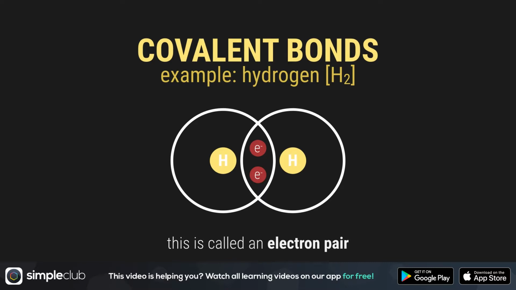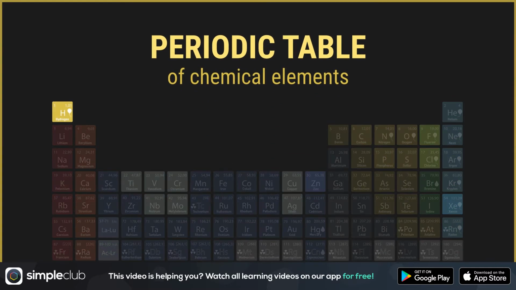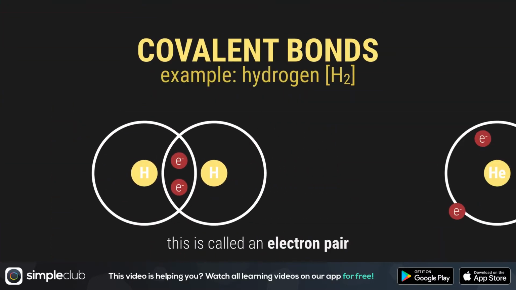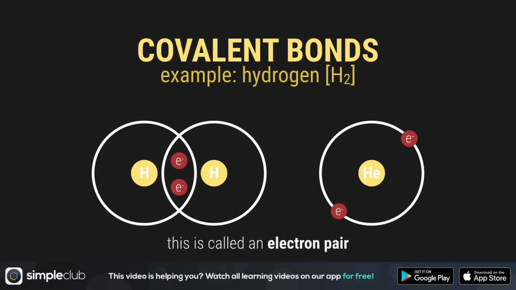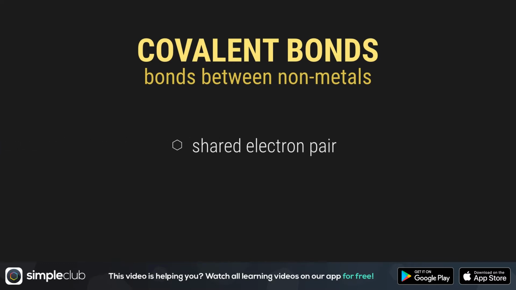And what does the noble gas configuration look like here? Really simple, actually. The noble gas at the end of the hydrogen row is helium, and helium has two electrons in its outer shell, which is exactly what our two hydrogen atoms have now as well, but only because they're sharing. So two electrons are now part of one electron pair. Okay, so what do we know so far? Covalent bonds are formed between non-metallic elements, and covalent bonds have to do with electron pairs.